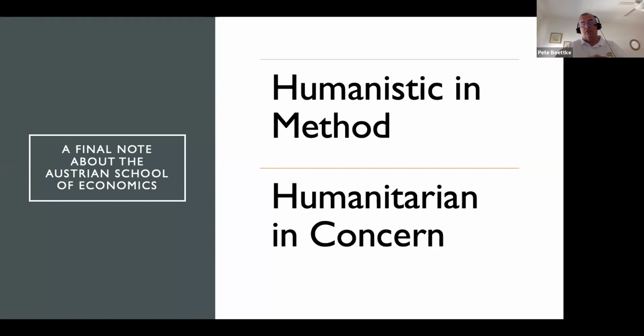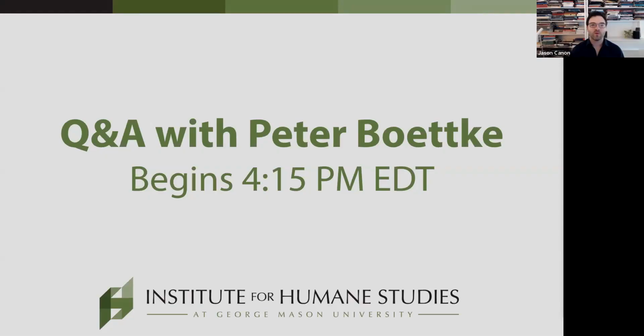And the contemporary Austrian school of economics is continuing to contribute both to the science of economics and to the art of political economy. And that is humanitarian. So we're humanistic in our method and humanitarian in our concern. What is the debate? Are non-Austrians saying that human individual agency doesn't matter?